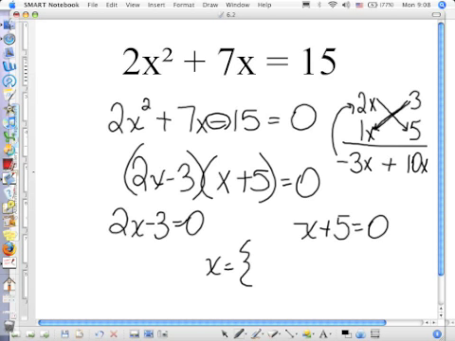Yes, Nick? If they have a minus there, then that means they have to have a minus in one of them. If there is a minus in front of the last term, you have to have one minus sign somewhere in there. Only one. Okay?